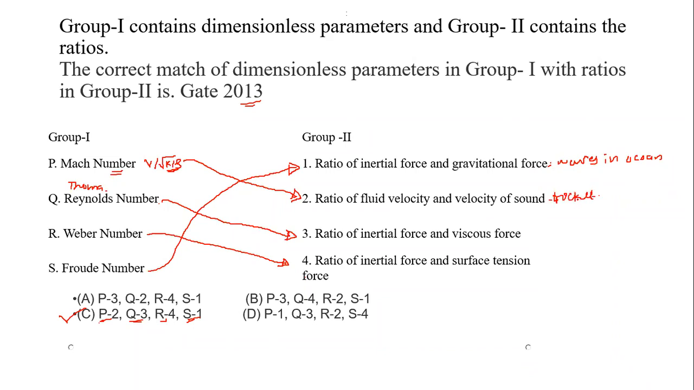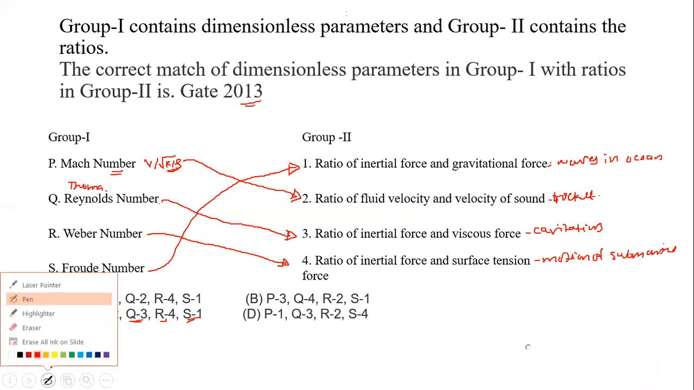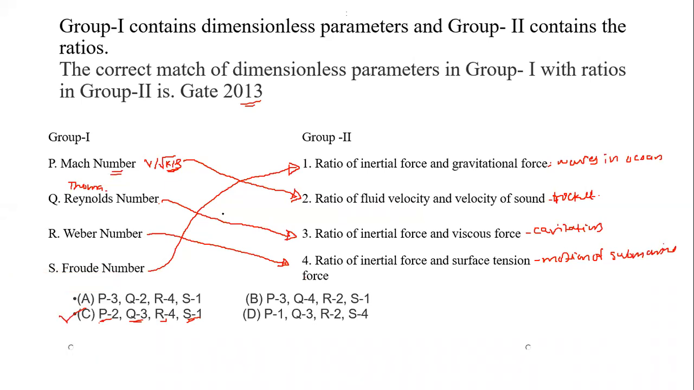Launching rockets. Third one is the cavitation phenomenon. And the last option is motion of submarines. Now out of those, we have to match here. I would like to go for the black color now.